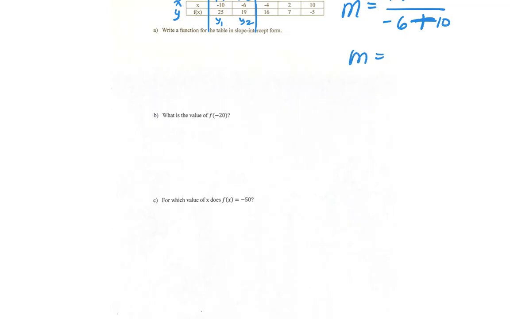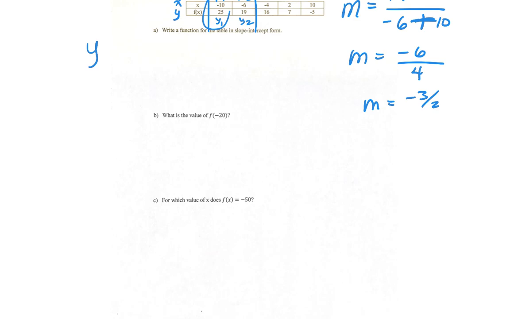Two negative signs pushed up against each other. So my slope is going to be 19 minus 25 is negative 6. And negative 6 plus 10 is 4. Reduce the fraction. Divide them both by 2. You get negative 3 halves. So my slope is negative 3 halves.